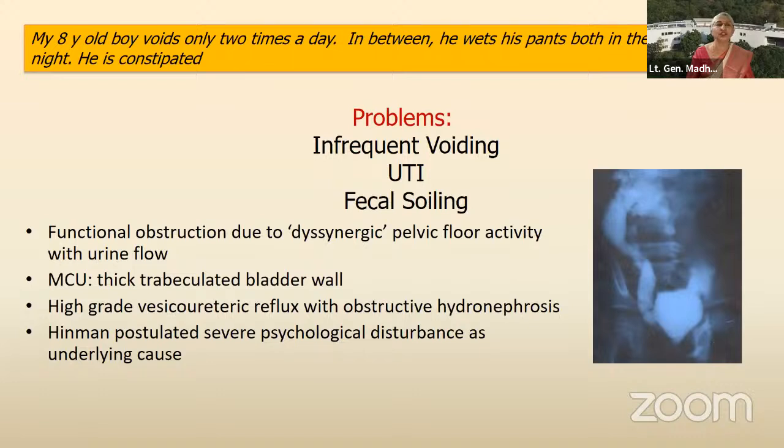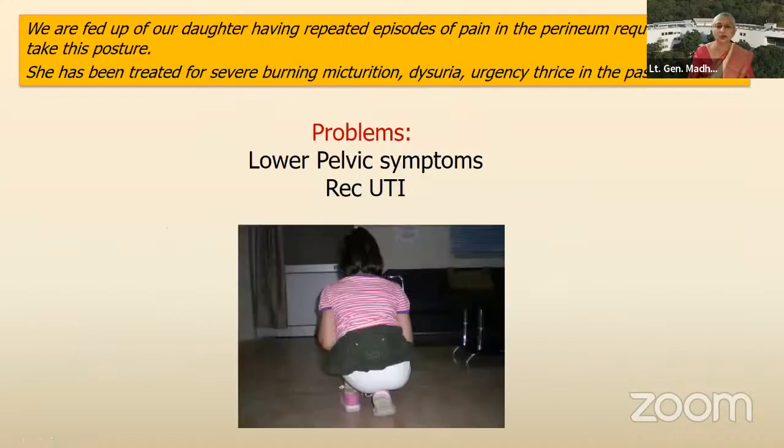Another 8-year-old boy whose parents said he voids only 2 times a day, but in between that, he wets his pants both in the day and night and is constipated. He also has some urinary tract infections. And if you look at this, it's such a bad bladder with a very high reflux present on both sides.